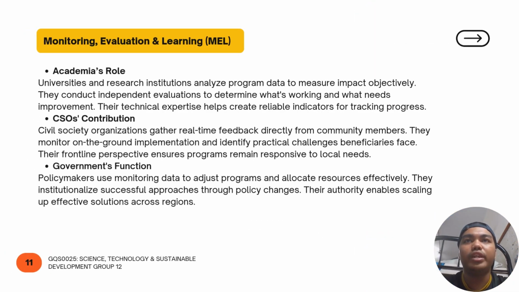Continue with monitoring, evaluation, and learning (MEL). Academia's role: universities and research institutions analyze program data to measure impact objectively. They conduct independent evaluations to determine what's working and what needs improvement. Their technical expertise helps create reliable indicators for tracking progress. CSOs' contribution: civil society organizations gather real-time feedback directly from community members. They monitor on-the-ground implementation and identify practical challenges beneficiaries face. Their frontline perspective ensures programs remain responsive to local needs. Last but not least, the government's function: policymakers use monitoring data to adjust programs and allocate resources effectively.